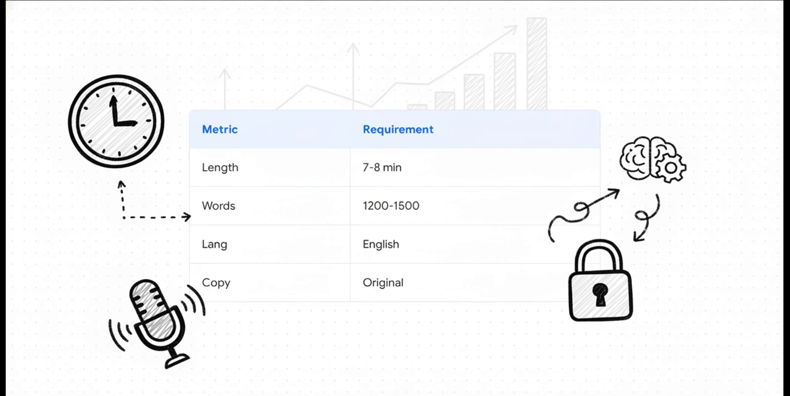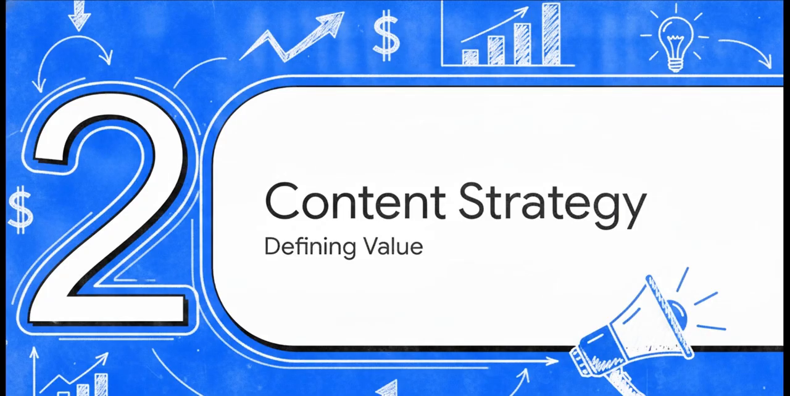Furthermore, it explicitly demands 100% original, copyright-free material, making absolutely sure that the foundation of the content is completely clean and uniquely crafted for its audience. Moving right along to Section 2, Core Content Strategy. This is where we define the actual value.